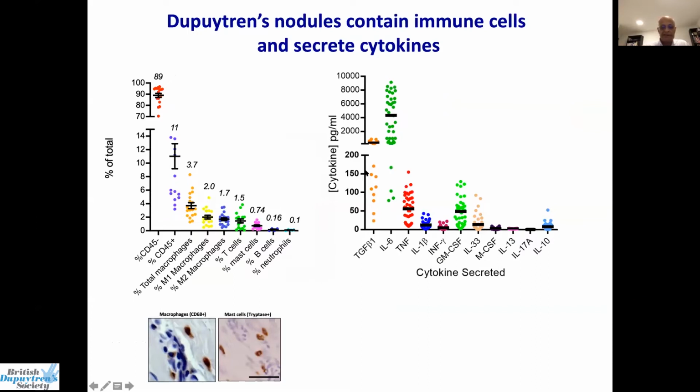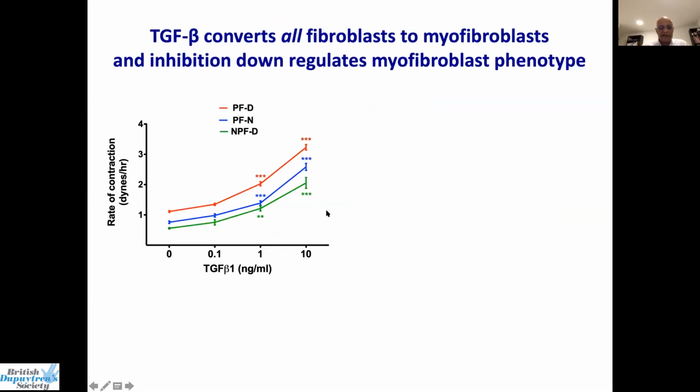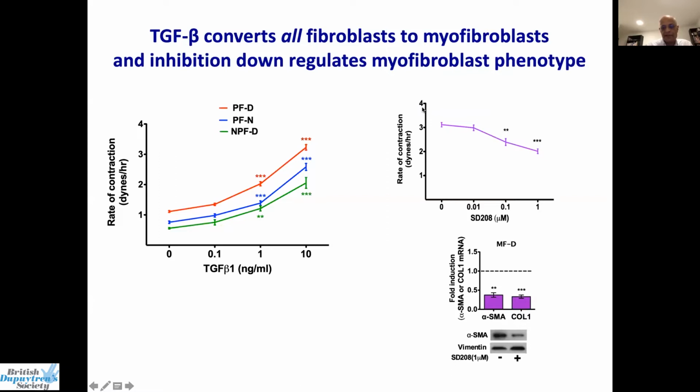TGF-beta, which has been highlighted time and time again in almost every fibrotic disorder, and then TNF. So if you take TGF-beta and you take fibroblasts from any tissue, so we took palmofibroblasts from Dupuytren's patients, we took palmofibroblasts from normal people, and we took non-palmofibroblasts from the same Dupuytren's patients, and you treat them with TGF, they all become more myofibroblast-like and more contractile. So there's no difference between these cell types. And when you take myofibroblasts from Dupuytren's patients and treat them with an inhibitor of TGF, predictably you see a downregulation in that phenotype.